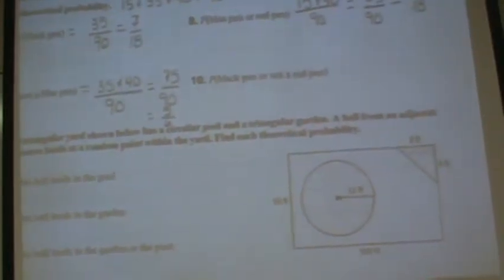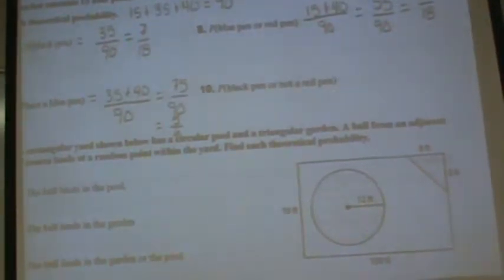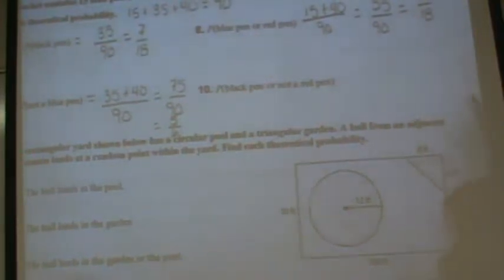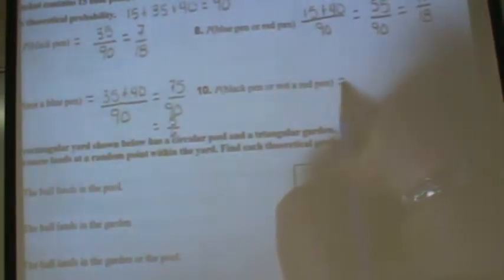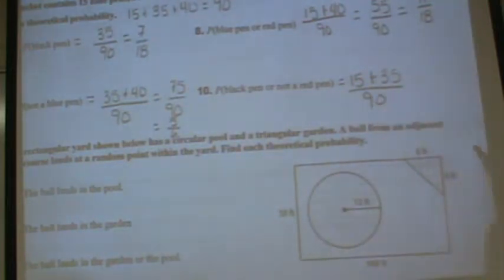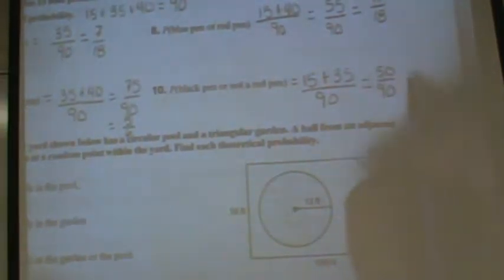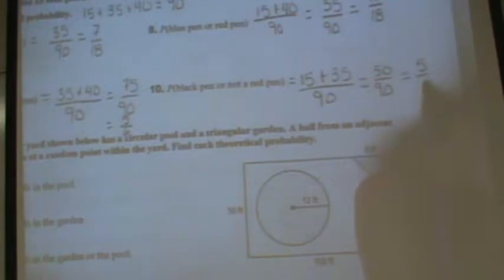And number 10. The probability that it's a black pen or not a red pen. So it could be a black pen or a blue pen. So it could be a blue pen, which we have 15, or it could be a black pen, which we have 35, and then it's still over our 90. So we get 50 over 90, which reduces to 5 over 9.